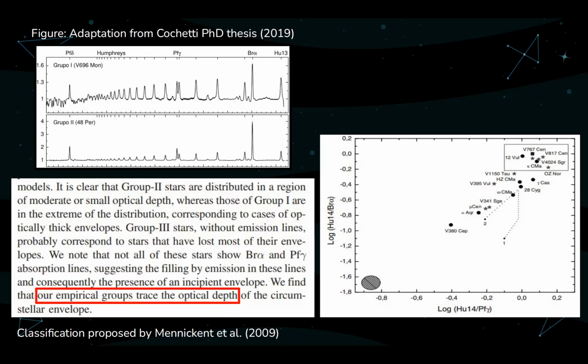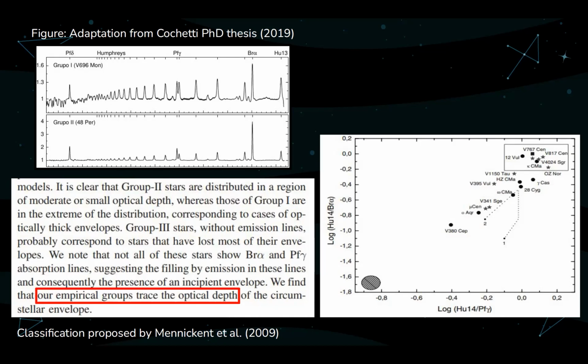Sorry for the interruption. So we classified with this criteria. What did this criteria say? If you look at the L band of the star, you can see Pfund gamma and Brackett alpha lines, and also the Humphreys series. If the Humphreys series lines are as intense as Pfund gamma and Brackett alpha, the star is classified as group 1. If the Humphreys series is not as intense as these two lines, the star belongs to group 2. There is also a group 3 of stars that don't show emission in these lines.